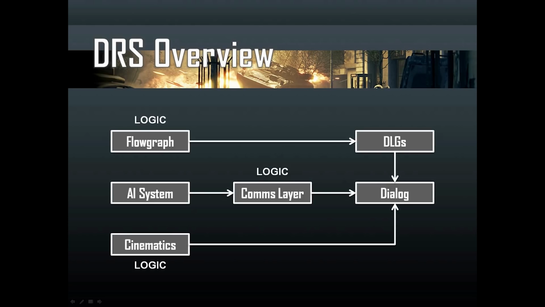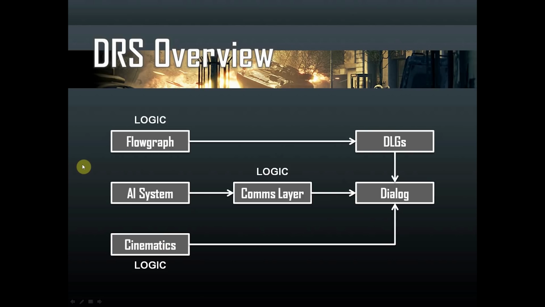This is the old system that we used when we created games like Crysis. This is the old dialogue system. What you can see here are the different ways of triggering the dialogue. We have FlowGraph, which would call the DLGs, which are the scripts which held the file names. That would play the dialogue. The AI system would also go through the communications layer and call dialogue. Cinematics would also call dialogue through TrackView.